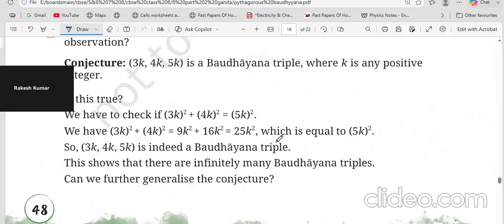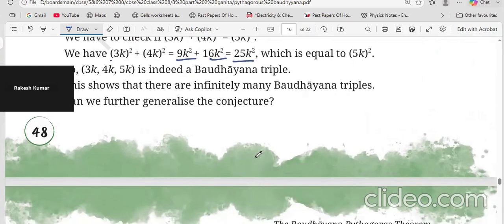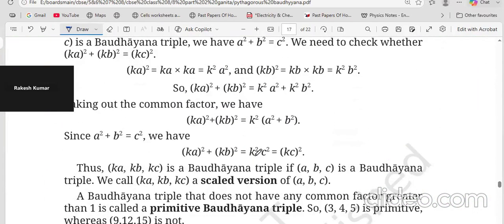He explains this here. He says that if 3 squared plus 4 squared is equal to 5 squared, then (3k) squared plus (4k) squared is also equal to (5k) squared. So basically what he's saying is that if this is a Pythagorean triple with no common factor other than 1, we call it a primitive triple. So 3, 4, 5 have a highest common factor of 1. So this is called a primitive triplet. But this is not a primitive, it is a scaled version.